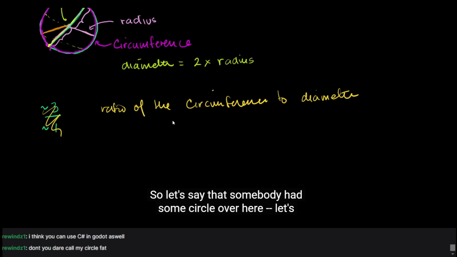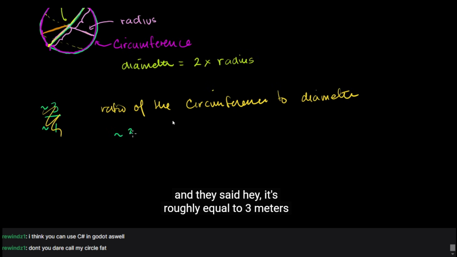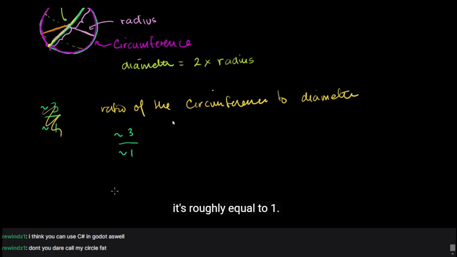So let's say that somebody had some circle over here. The first time, with not that good of a tape measure, they measured around the circle and said, hey, it's roughly equal to 3 meters when I go around it, and when I measure the diameter of the circle, it's roughly equal to 1. They said, okay, that's interesting. Maybe the ratio of the circumference to the diameter is 3, so maybe the circumference is always 3 times the diameter.